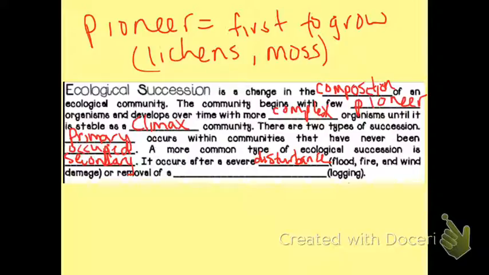Right. Another example would be the removal of a habitat for instance, logging, if we remove a forest by cutting down the trees, that would be an example of secondary succession. Right, so sometimes humans can interfere and cause ecological succession to occur by doing things like logging and cutting down trees and things like that. All right, so now let's go through an example of succession, of secondary succession.